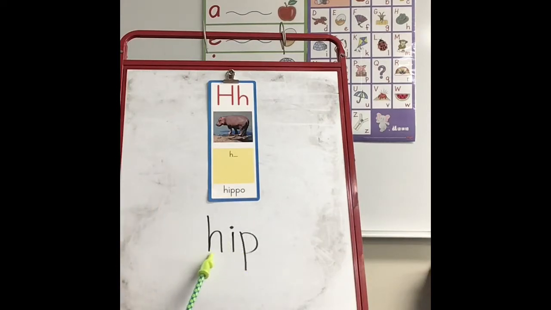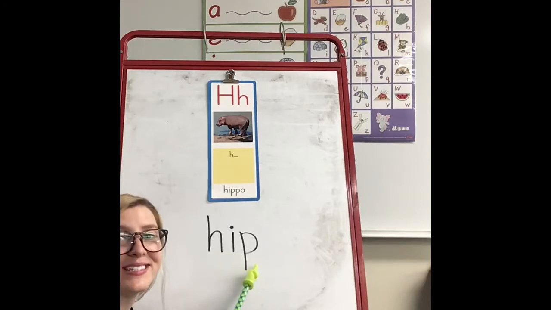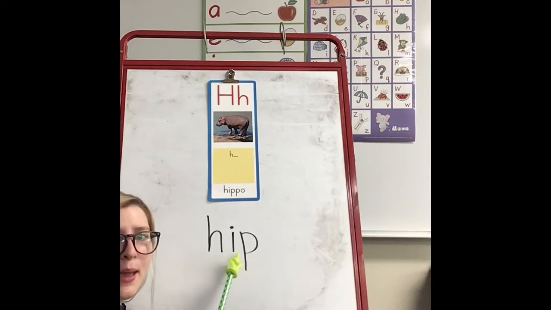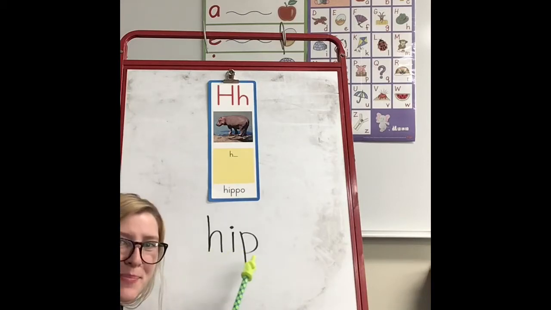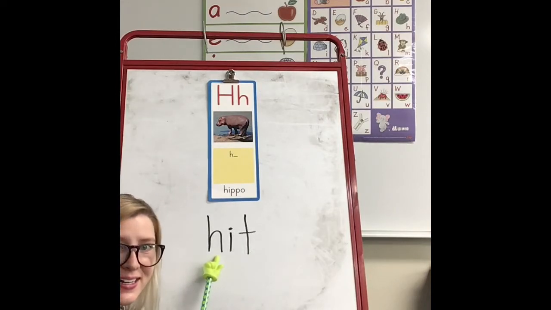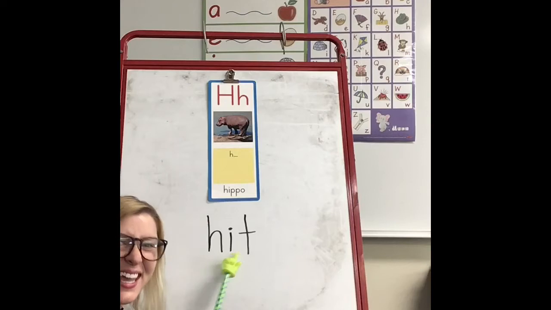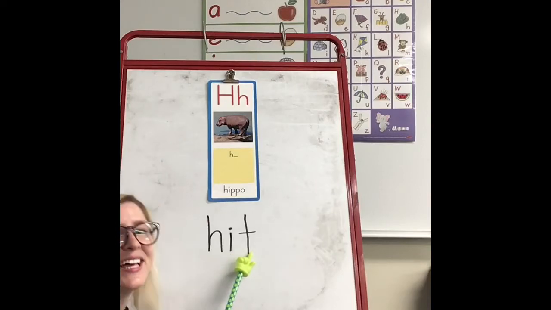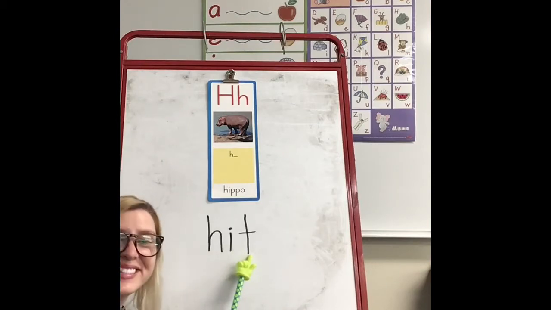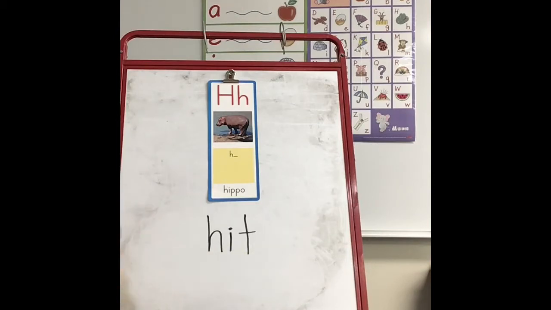Let's try this word. The letter H says h, the letter I says i, and the letter P says p. Let's say the sounds. H-i-p, hip. This is the word hip. Let's try this last H word. The letter H says h, the letter I says i, and the letter T says t. Let's read the sounds. H-i-t, hit. This is the word hit.